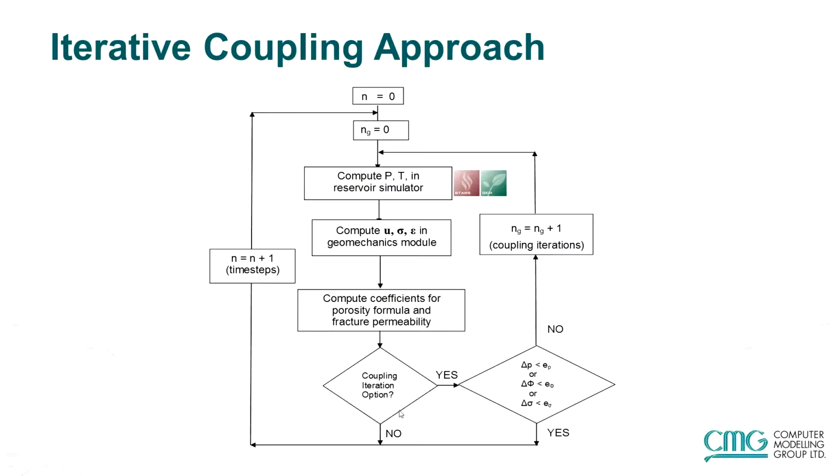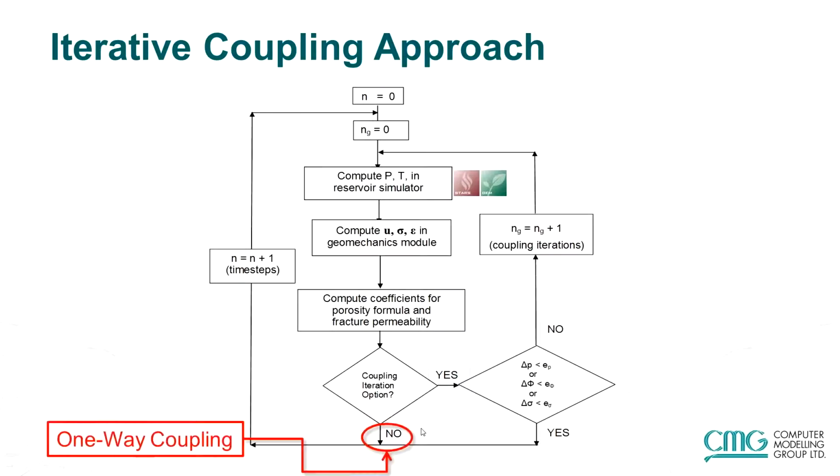When you don't want the coupling iteration, which is what you do when you choose option no here, you are using an option called one-way coupling. And you go and take the next time step. So basically you have communication from reservoir simulation to geomechanics, but no communication from geomechanics to the reservoir simulator. So you transfer pressure and temperature from the reservoir to geomechanics, but not the porosity from geomechanics to the reservoir.